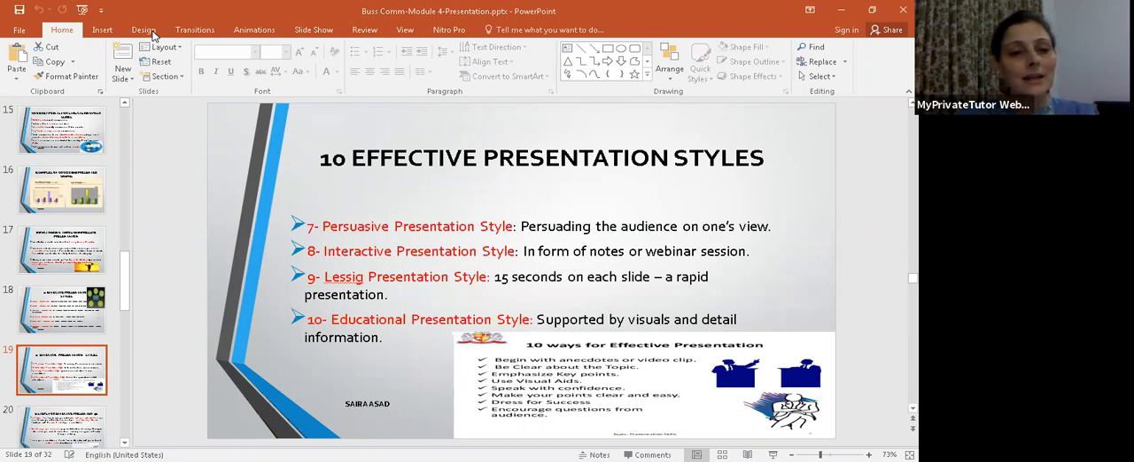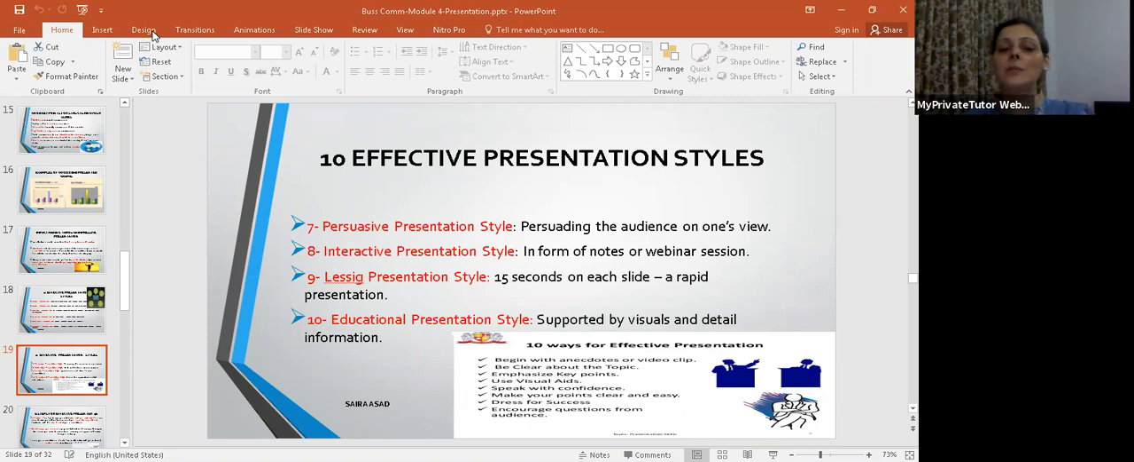Lessig is a professor of Harvard University. This is related to him: 15 seconds on each slide, a rapid presentation. He doesn't spend more than 15 seconds on each slide, and the name has been given after his name.